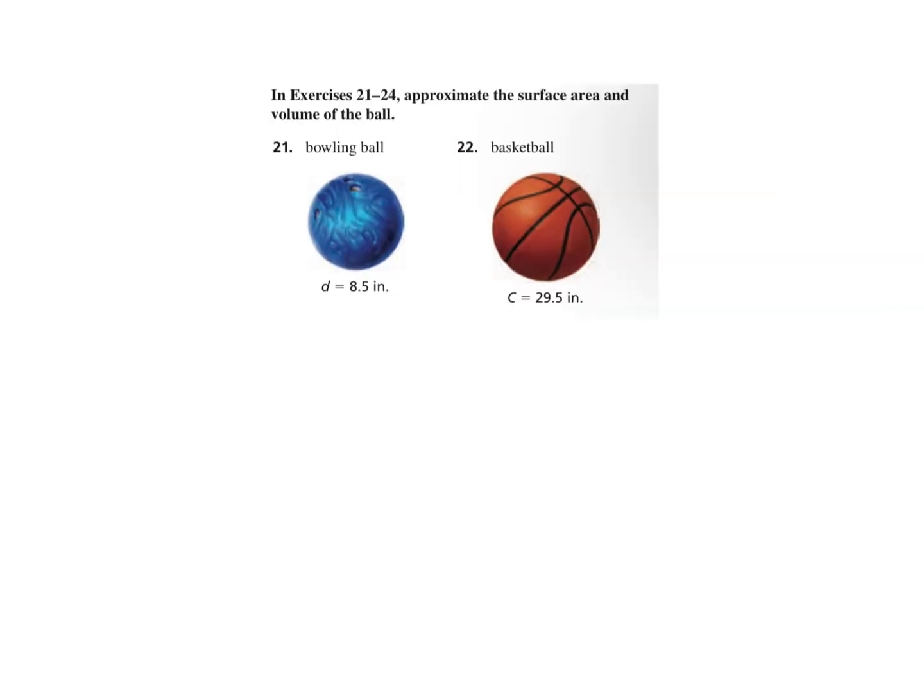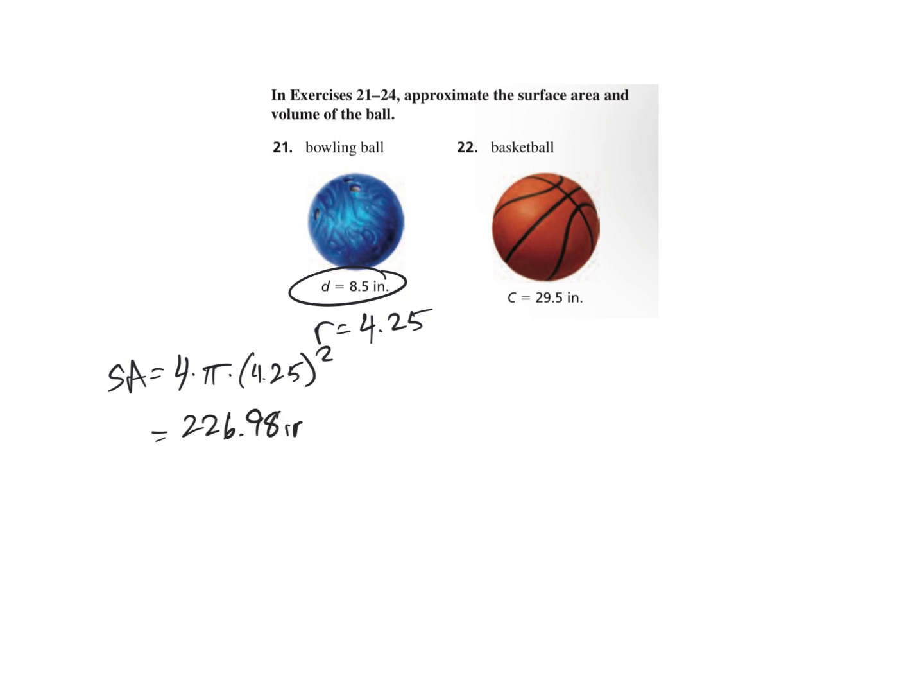Now approximate the surface area and the volume of the ball. So the bowling ball, the diameter is 8.5 inches, so we divide it by 2, and you get 4.25 for the radius. So we've got to do both surface area and volume. Surface area is 4 times pi times the radius, 4.25 squared. So we square that, times pi, times 4. And our surface area is 226.98. And that's square inches.